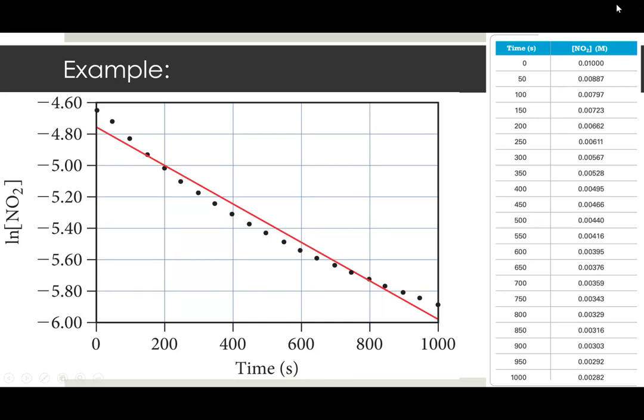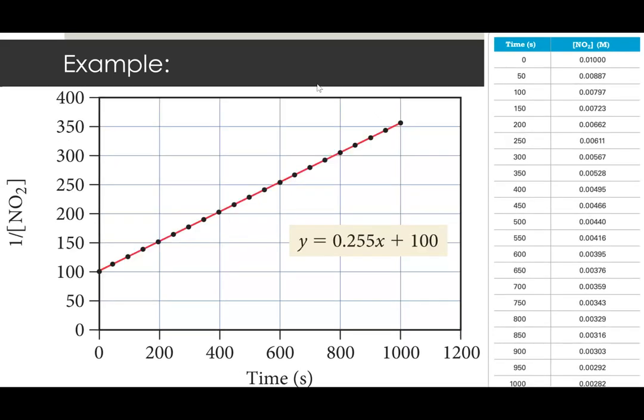So I'm like, well, maybe it's a second order reaction. So I'm going to graph time on the bottom, and over here I'm going to put 1 over the concentration of NO2. So 1 over this number, 1 over this number, 1 over this number, and so on and so forth. And when I graph that data and put a line of best fit on that graph, what I see is the data fits beautifully. So what this tells me is that since I was able to graph 1 over the concentration of NO2, this must be a second order reaction.